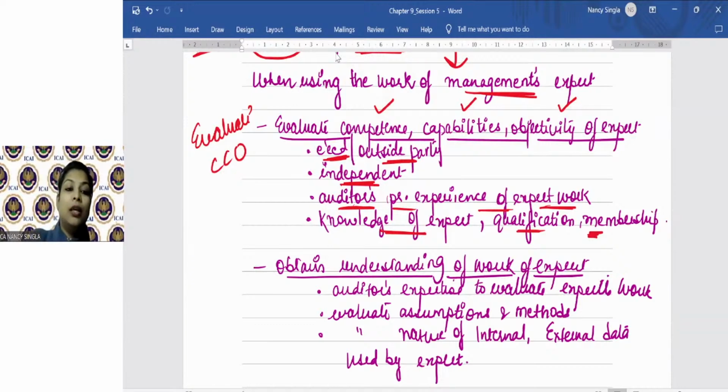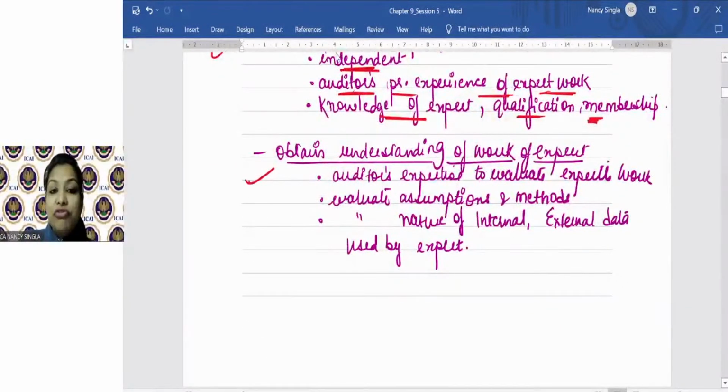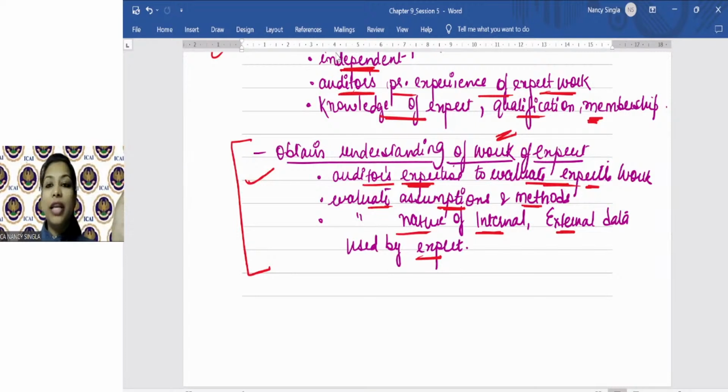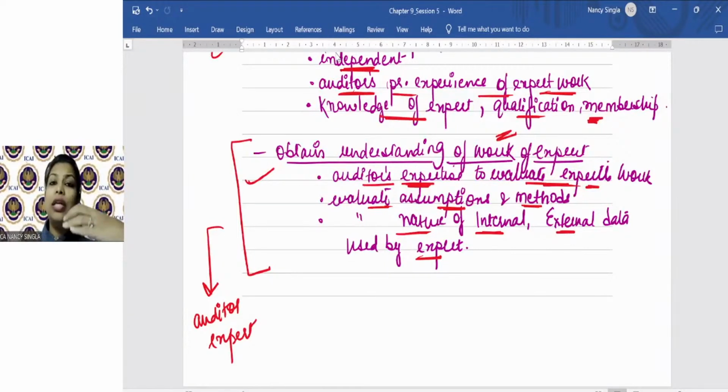Clear? ठीक है. Obtain understanding of work of expert. So auditor will see whether he is having an expertise to evaluate the work of the expert, evaluate the assumptions and methods of that expert, evaluate the nature of internal external data that has been used by expert. So if auditor is able to obtain an understanding of that expert, auditor needs to do that. You might ask me, ma'am, अगर नहीं कर सकता तो auditor can also take the services of auditor's expert, है ना. auditor अपना भी तो एक expert hire कर सकता है ना. So auditor will obtain an understanding of the work of the expert.